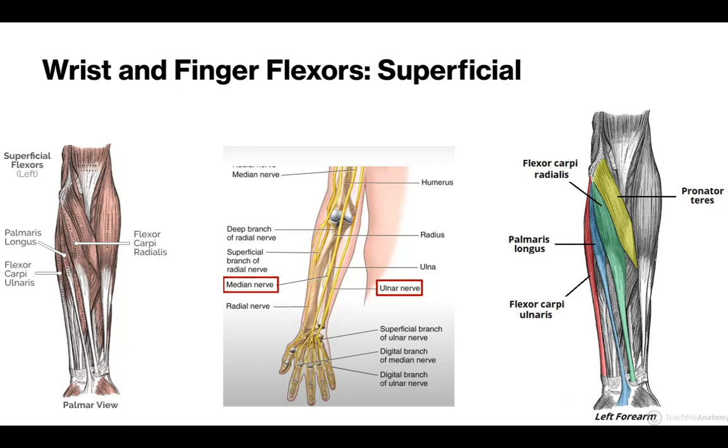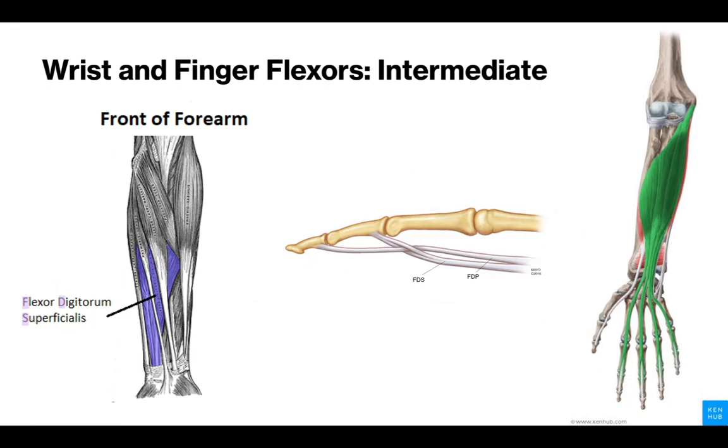Now, because the flexor carpi ulnaris is on the pinky side, this is the one out of these 4 that actually has a different innervation, and it's going to be innervated by the ulnar nerve. Palmaris longus, flexor carpi radialis, and pronator teres are all going to be innervated by the median nerve. Okay, so that was the superficial on the anterior side of the forearm. Let's go to the intermediate.